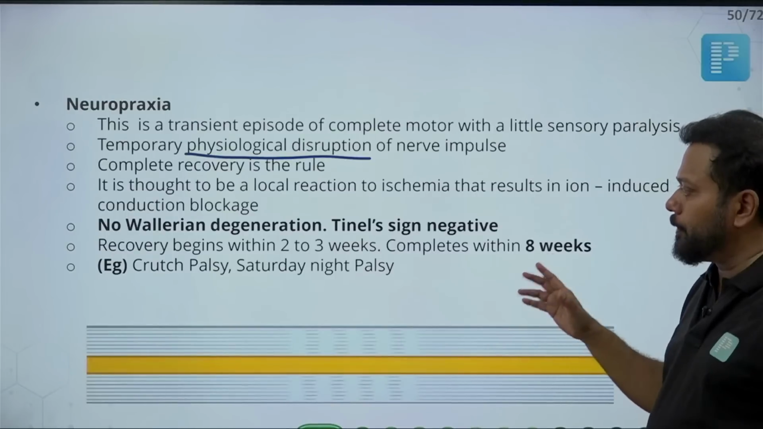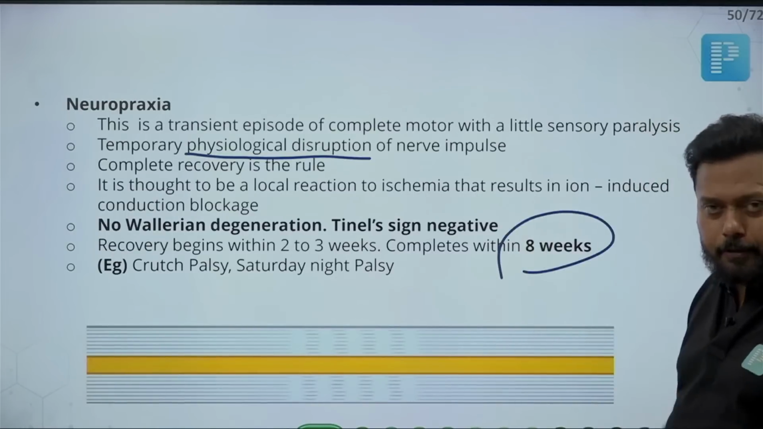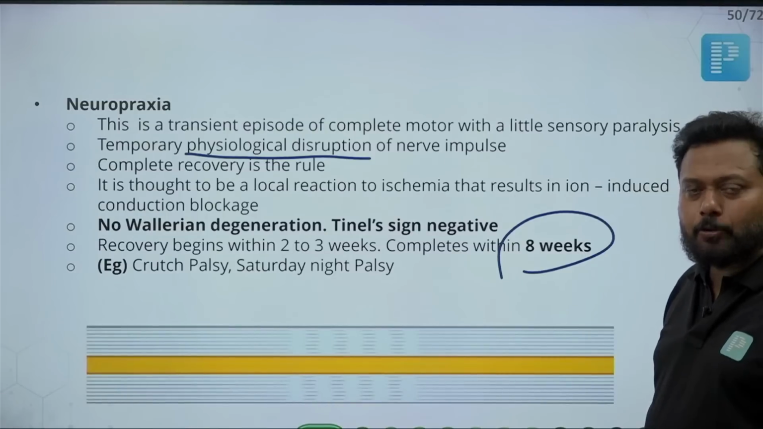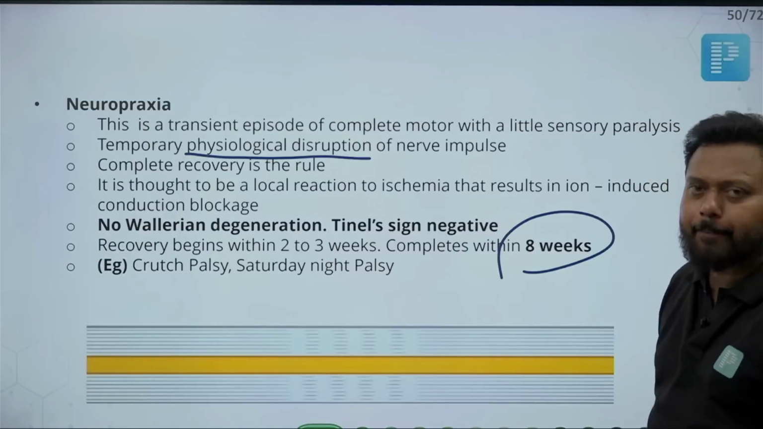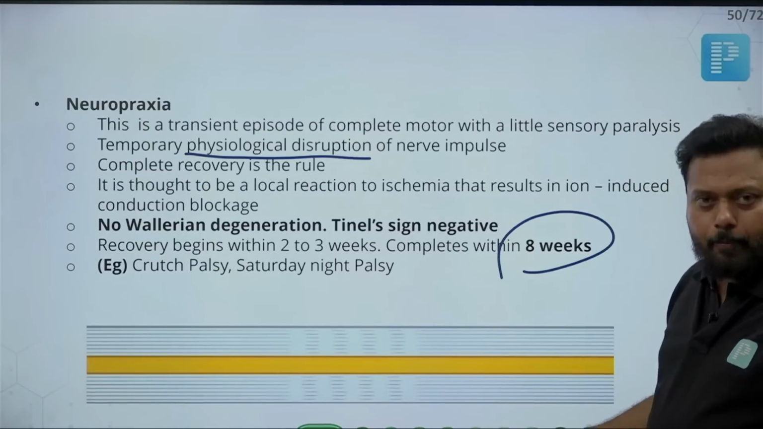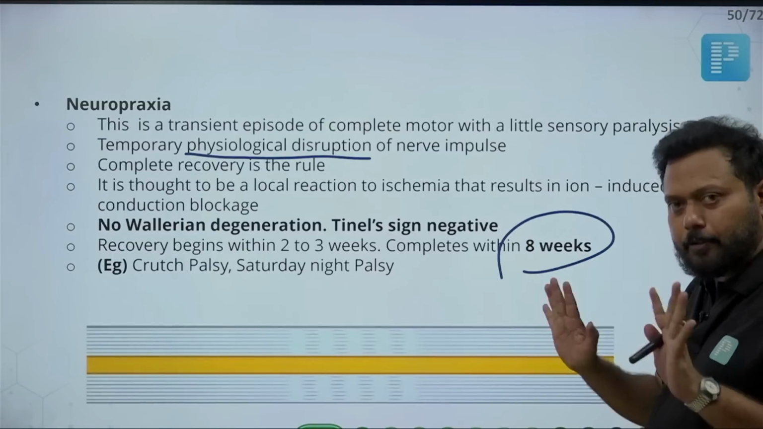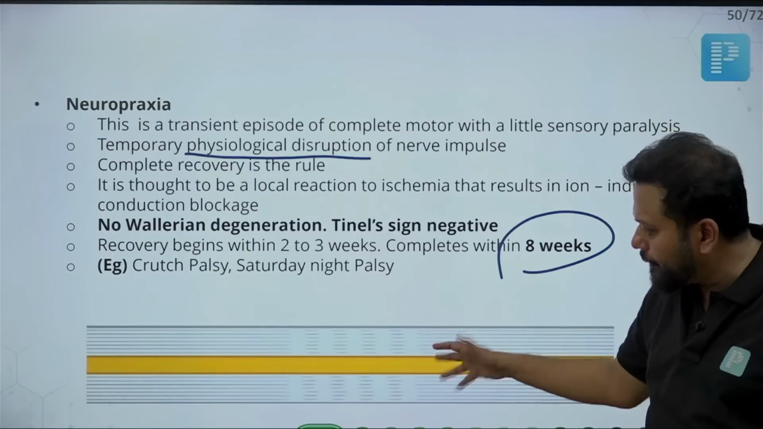Recovery begins within 2 to 3 weeks. Complete recovery in 8 weeks is the rule. This was the question that was asked: usually a nerve requires how many weeks after neuropraxia? 8 weeks. Examples are Saturday night palsy and crutch palsy. Okay, Saturday night palsy, radial nerve palsy, neuropraxia, stretching, that's all. No anatomical damage.